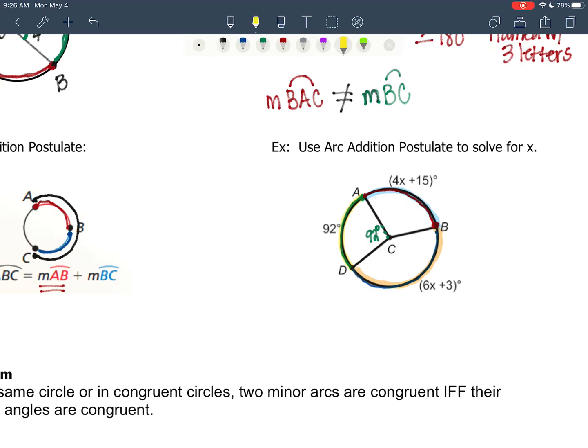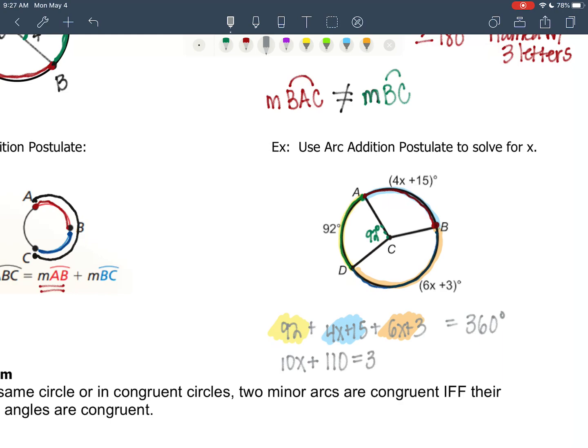So if I take the yellow arc plus the highlighted blue arc plus the highlighted orange arc, I'm going to get 360 degrees. So the blue is 4x plus 15. The orange is 6x plus 3. I'm going to add the three of those together and solve for x. So I've got 10x plus 92 plus 18. 15 and 3 is 18. 92 and 18 is 110 equals 360. I'm going to subtract the 110, and I'm going to get 10x equals 250. So the value of x is equal to 25.